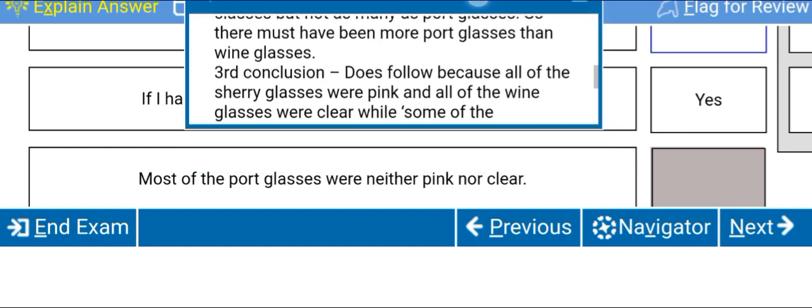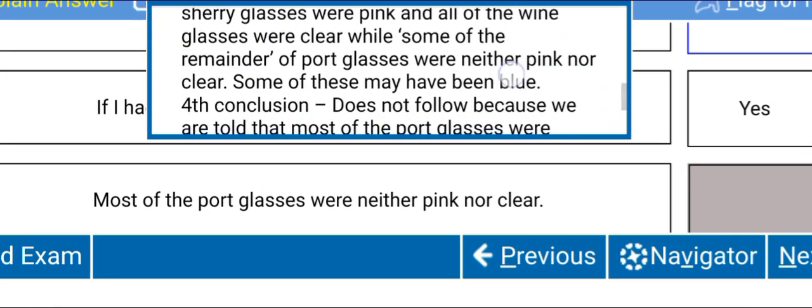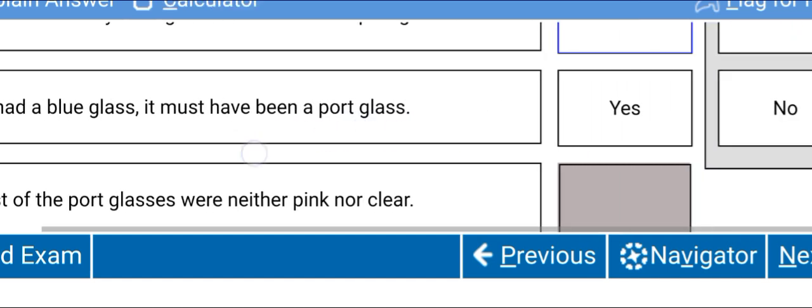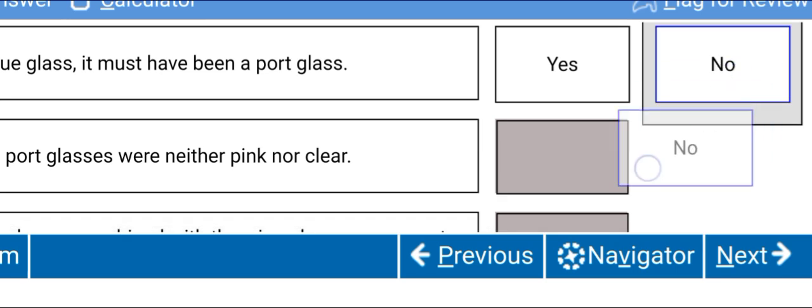Fourth conclusion, which says that most of the port glasses were neither pink nor clear, does not follow because we are told that most of the port glasses were clear. So the fourth conclusion again does not follow. So we will drop a no in front of this conclusion.